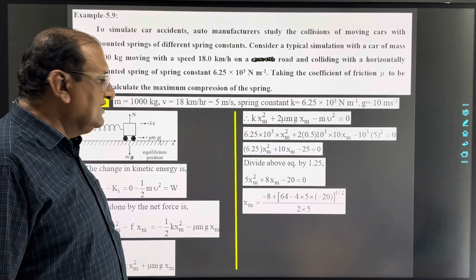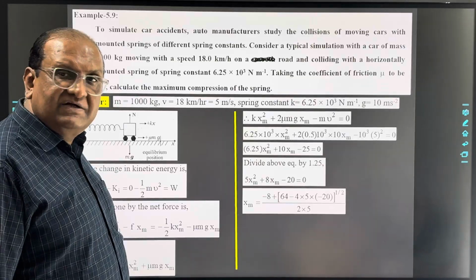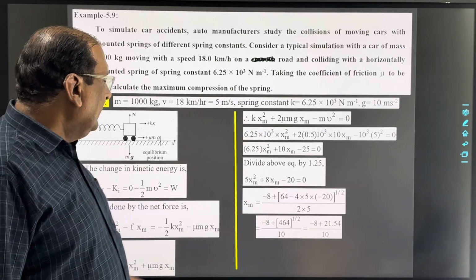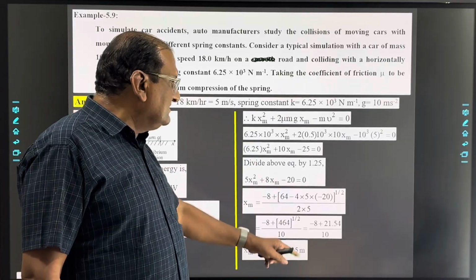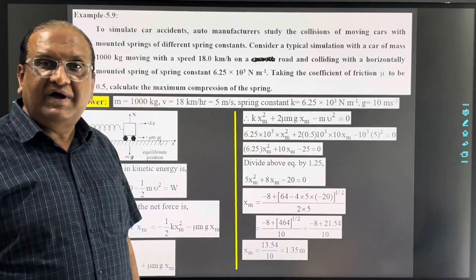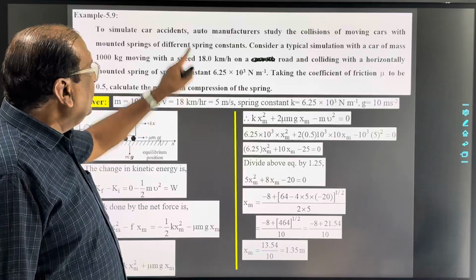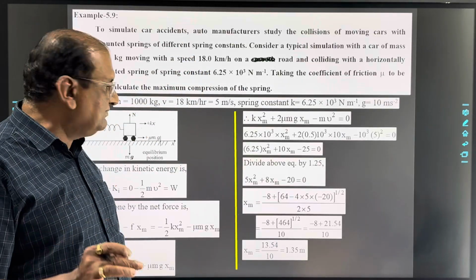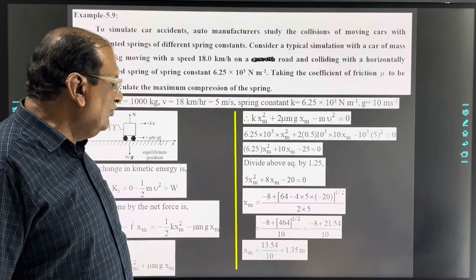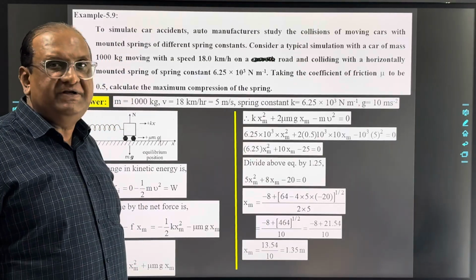So that is minus b plus under root b square minus 4ac upon 2a. And if you solve this one, you will get xm equal to 1.35 meter. It implies that in this particular case, the maximum compression of the spring will be equal to 1.35 meter. Clear?